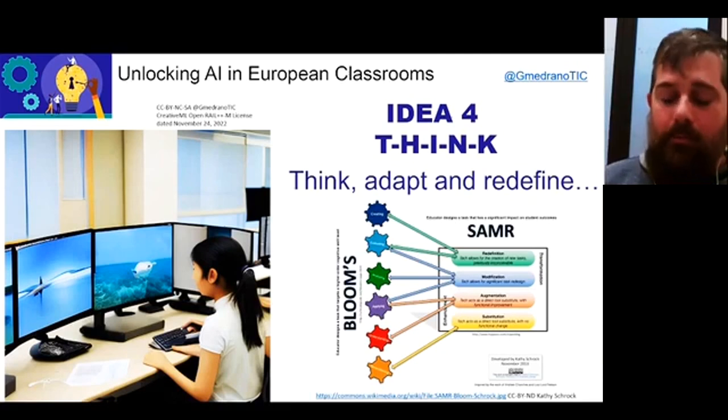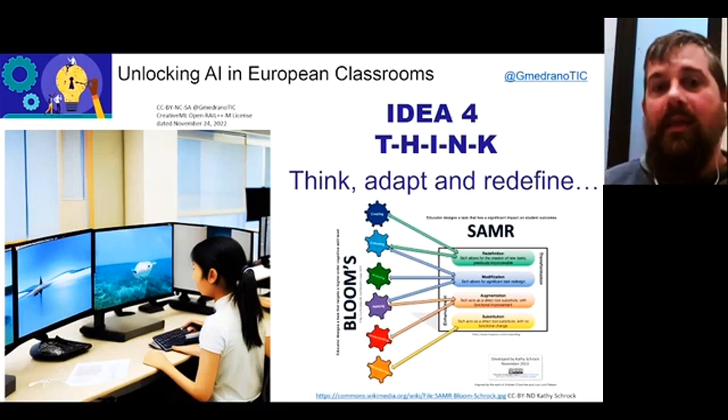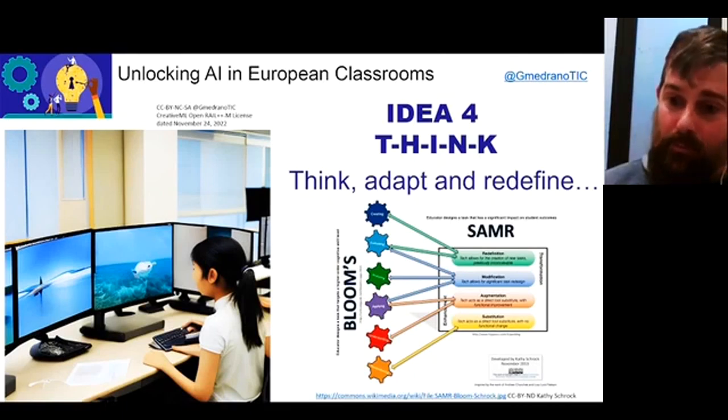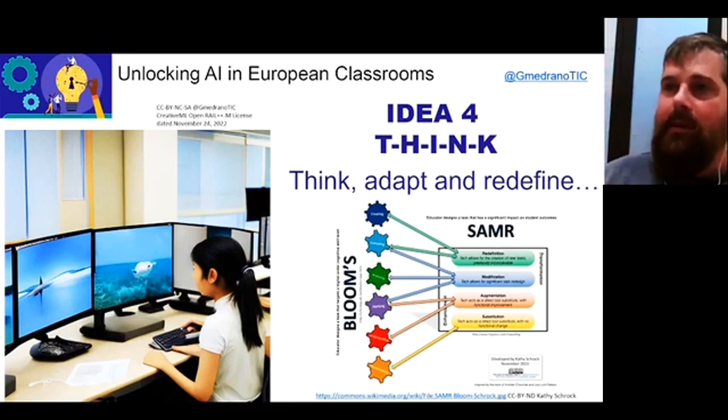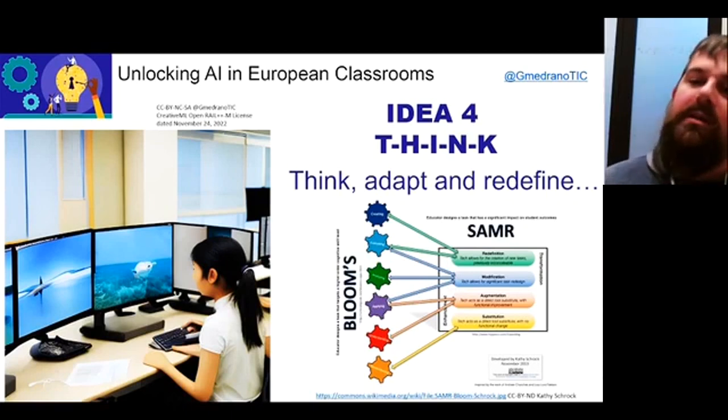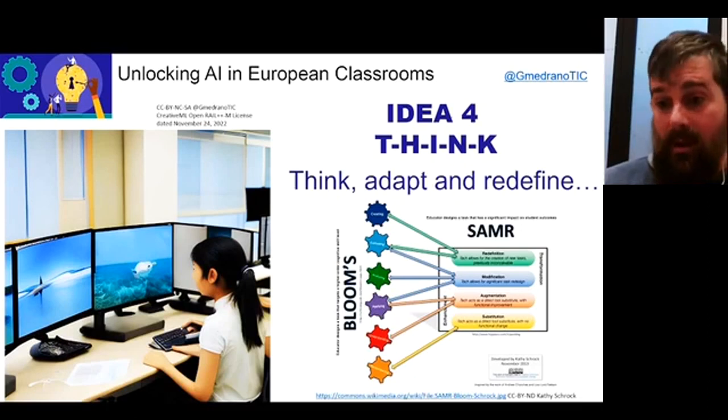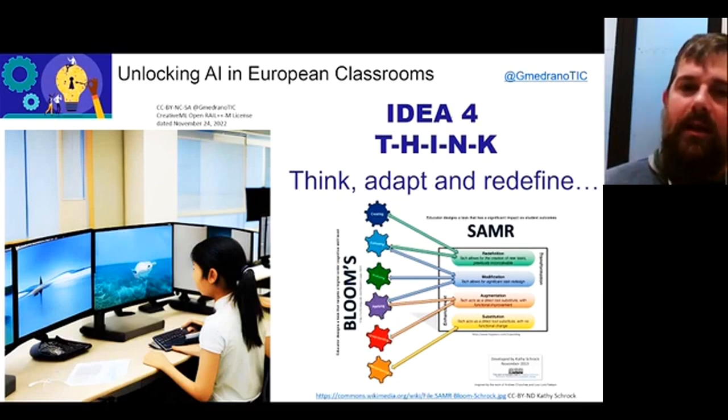And the fourth and most important idea is think, adapt, and redefine. Think about it, adapt, and redefine as a teacher. We have to think about what assignments we put in the class. In my opinion, we have to go to the higher-order thinking skills of Bloom's taxonomy, because the rest is probably getting lost right now. So we have to go to the top things. Instead of a substitution, we have to redefine the task with the new technologies that arrive. So these are some learning theories that we have to consider when thinking of using this in the classroom.